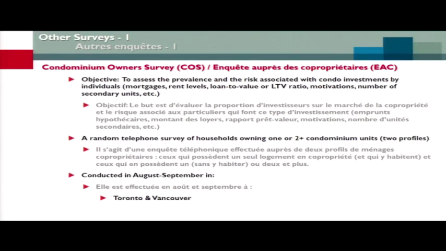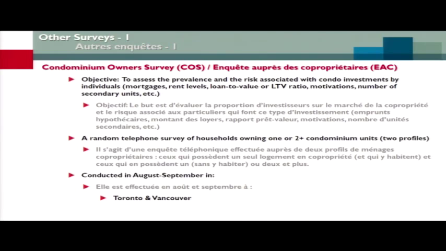That said, priority and costs are always things we need to be worried about, and those surveys cost a lot of money. Basically, what we're looking at is mortgages, rent levels, loan-to-value ratio, motivation, and the number of secondary units. We want to look at people who own 1 unit or more than 1 unit, 2 and plus units, basically.